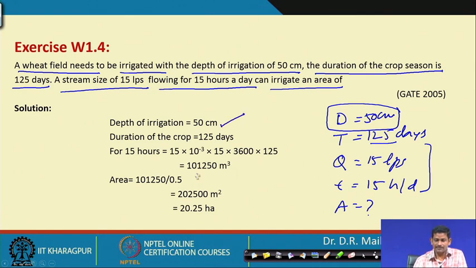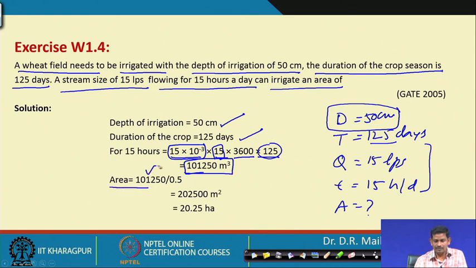So, depth of irrigation is 15 centimeter, duration of crop 125 days, 15 hours. Okay. So, the total for 15 hours: 15 into 10 power minus 3 into 15, these are conversions, for 125 days. So, this is in meter cube. Everything, when you convert, you convert into volume. So, you get 101250 meter cube volume, and then the area.